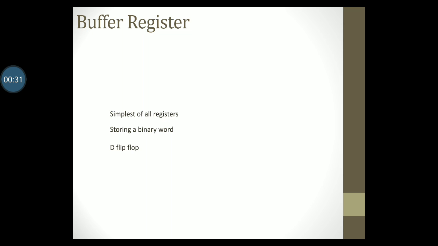You know that in a D flip-flop, whatever is present at the input D is made available at the output Q. So if I give D is equal to 1, on the next clock pulse, the output Q will also be equal to 1. In fact, most of the registers that we study make use of D flip-flops to store data.